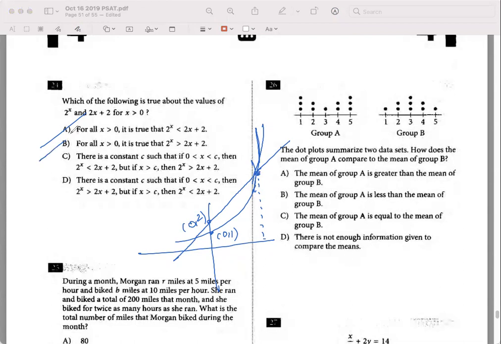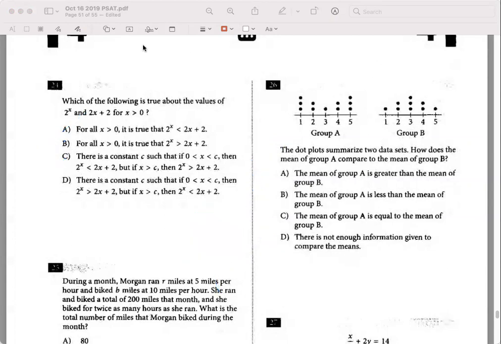There is a constant c such that 0 less than x less than c, then 2 to the power x is less than 2x plus 2, right? So let's say this is that constant c. So from 0 to c, the exponential function is less than the line, but after that, the exponential function is greater than the line. So option C is correct. And option D flips that. So it is wrong because the function is below the line, right? In between 0 to c. So the right answer is option C.